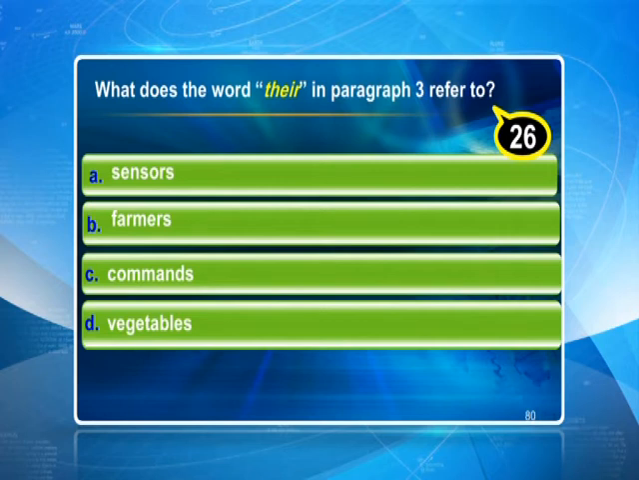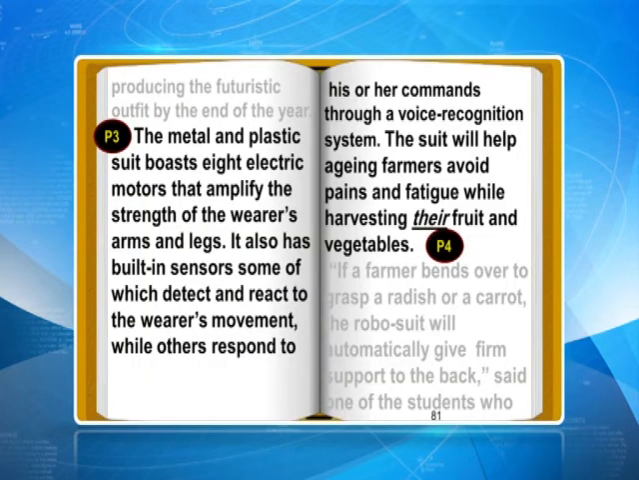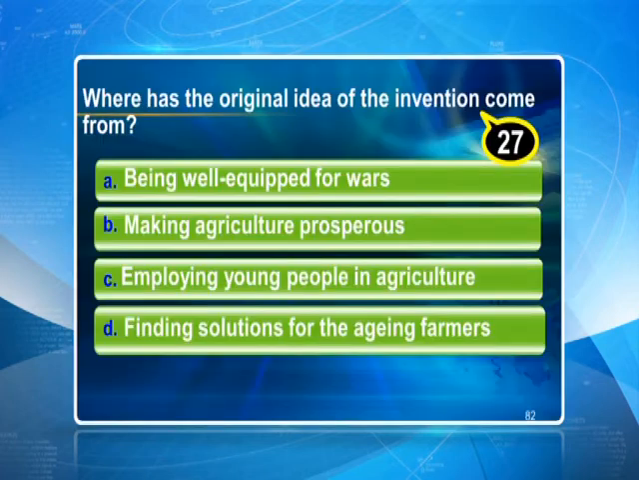What does the word there in paragraph 3 refer to? If you go back to the paragraph, you will find the answer. So there refers to the farmers. Let's justify our answer or check our answer to make sure that it's correct. The suit will help aging farmers avoid pains and fatigue while harvesting their fruit. So the verb to harvest can only be made by a human being, and here we have farmers. So our answer is correct.